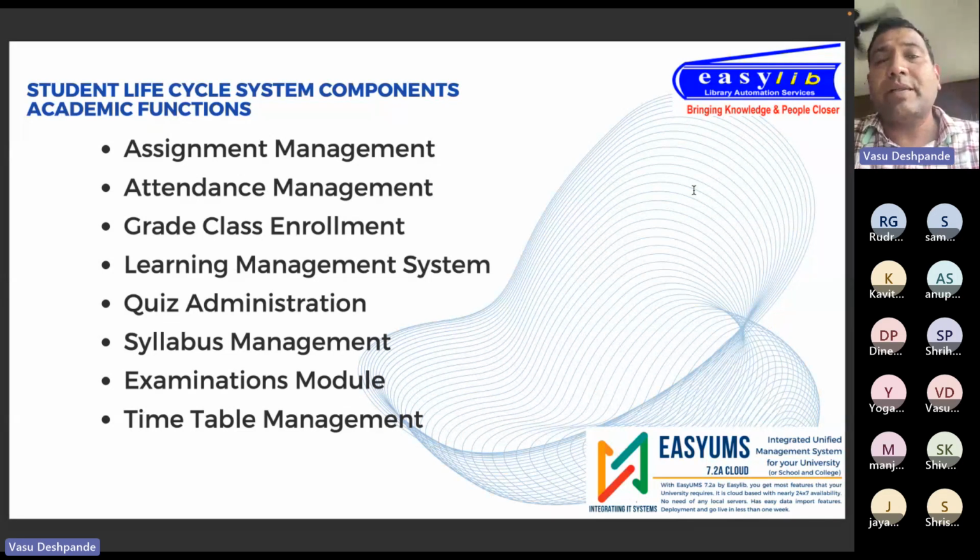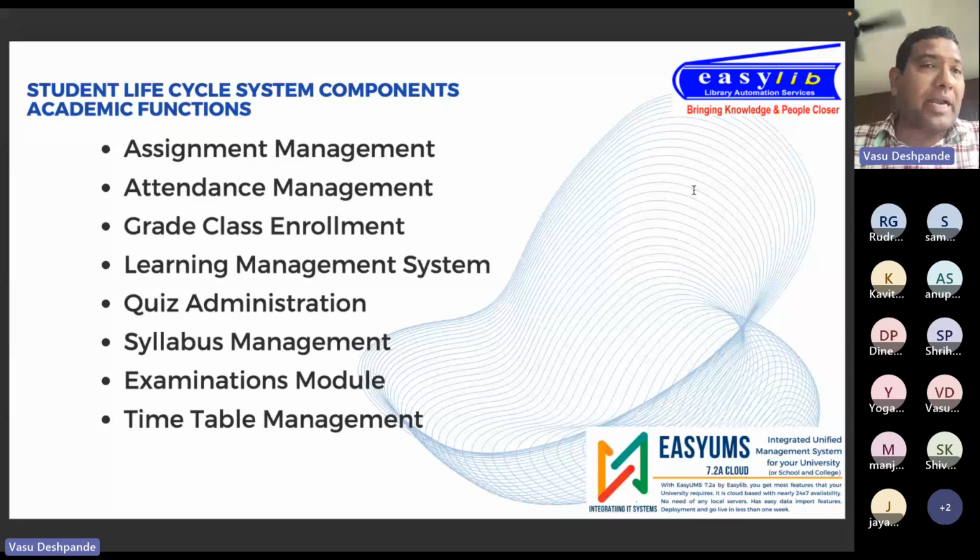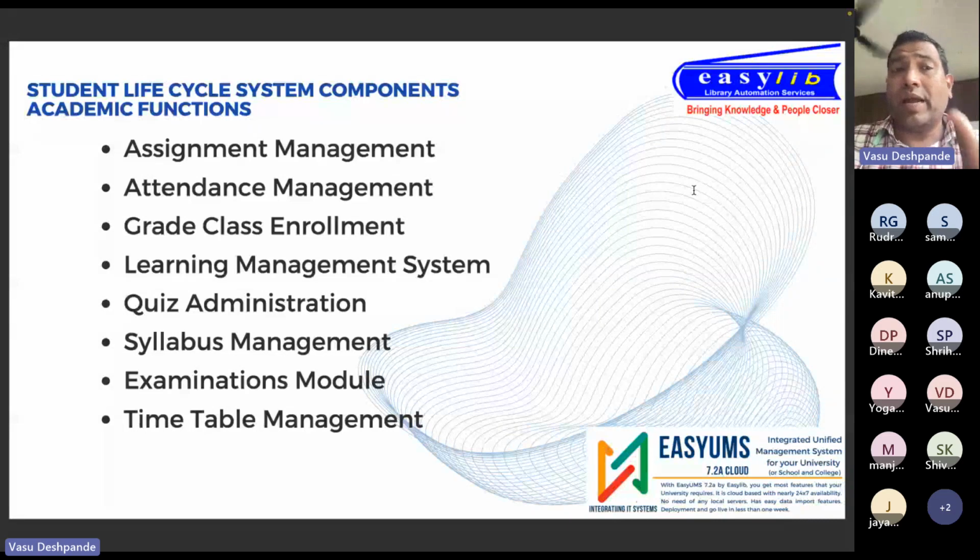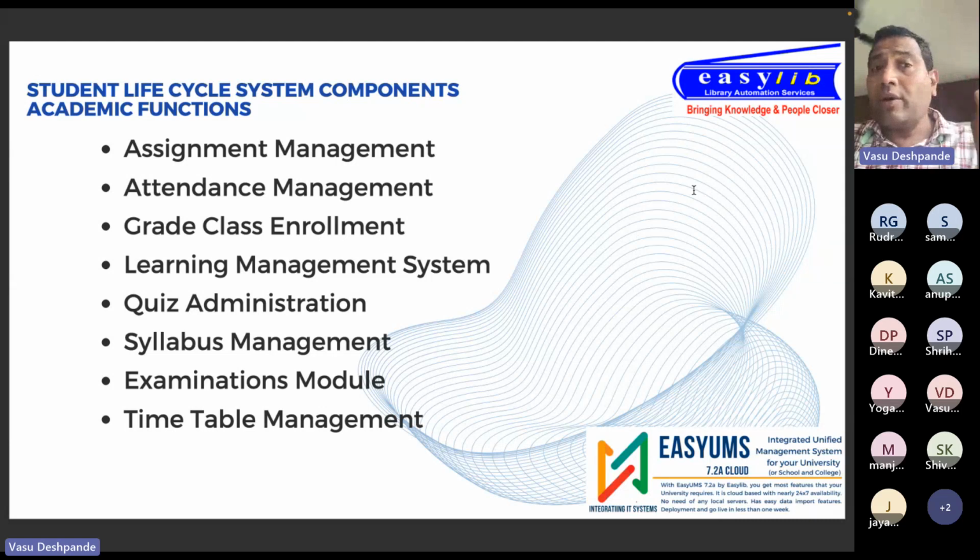Then you have the auxiliary systems like the quiz management system. Then you have the syllabus: when the student logs in, he's able to get a clear picture of what he's expected to study over the next 1 or 2 years. Examination system is there, time table is there, you name it. Whatever is required for managing your academics is covered in the student life cycle management system. So note here, I'm using the word student life cycle. Here, the student is the core focus of your entire system.